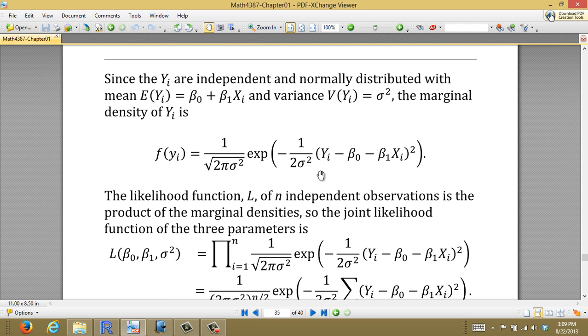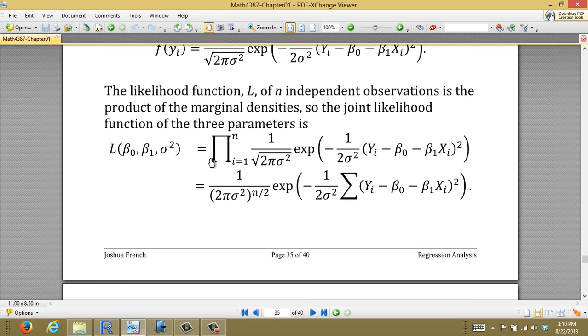You have to go back and look at the notes from statistics if you want to remember what a density is. But the density for a normal observation looks like this right here, with this being the variance and this being the mean. And since our observations have a mean given by beta naught plus beta 1 xi and a constant variance of sigma squared, the marginal density of each observation is expressed using this formula right here.